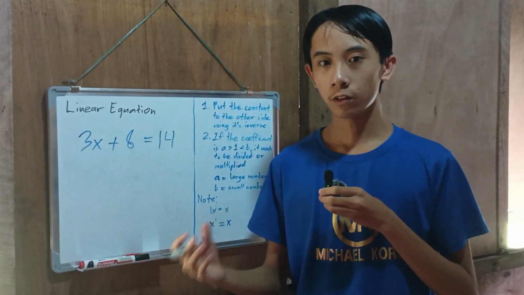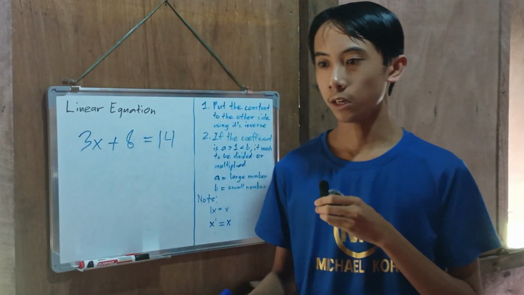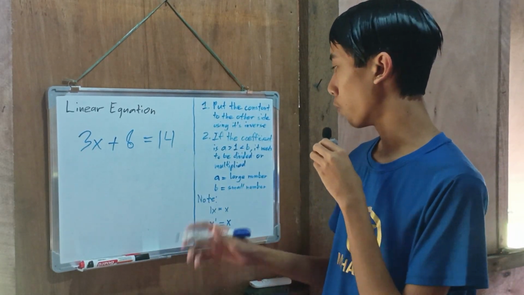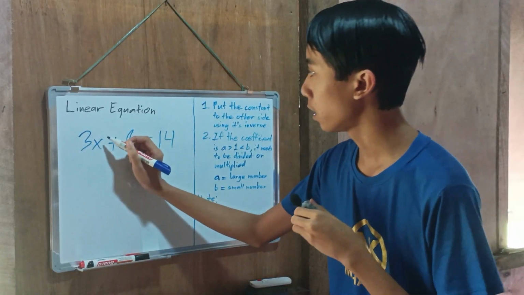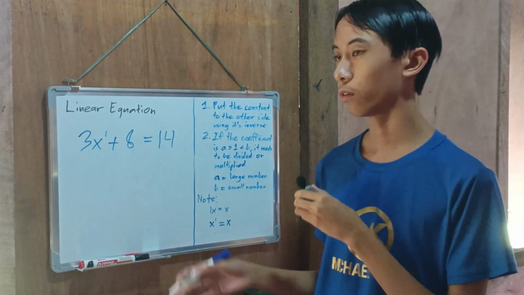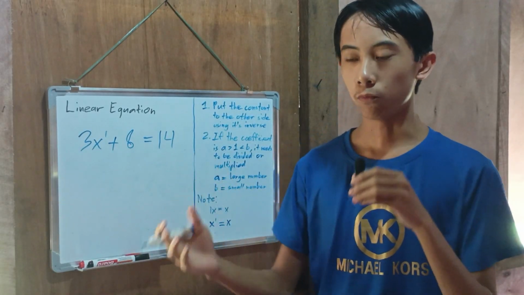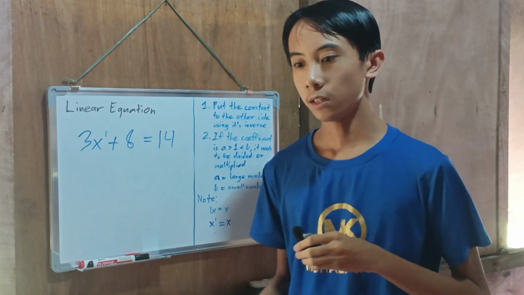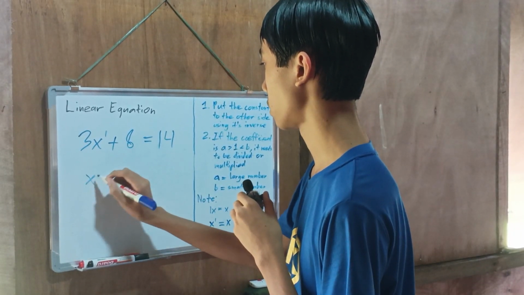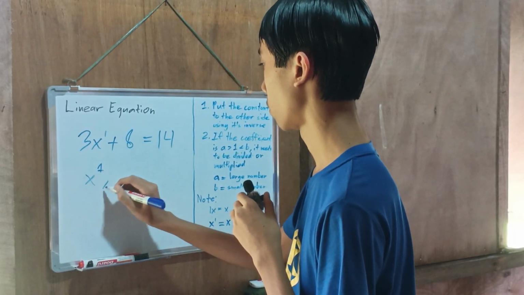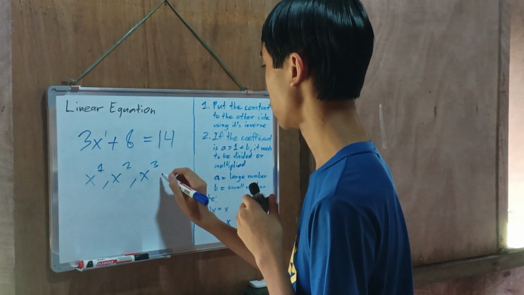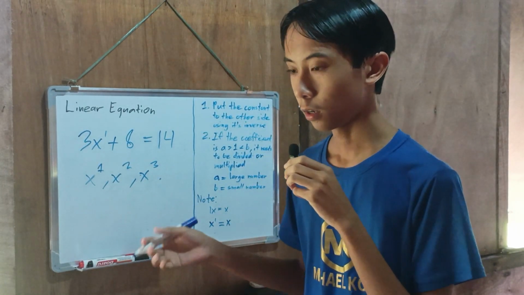To define linear equation, linear equation is where a degree of an equation is 1. Example, this is a linear equation because it has a degree of 1. Example of degrees in exponents are x raised to the 1, x raised to 2, x raised to 3, and so forth and so on.